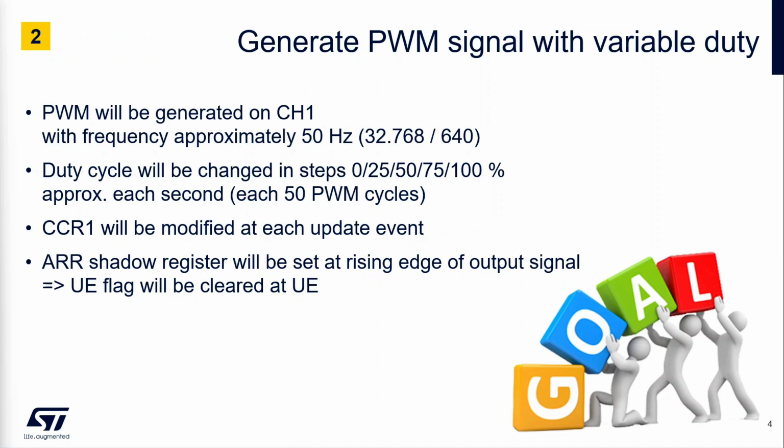First step will be generating the PWM signal. We will use channel 1 with a frequency of approximately 50 Hz. Duty cycle will be changed in 5 steps, approximately each 1 second. The compare capture register will be updated by the update event, and the ARR shadow register will be set at the rising edge of the output signal to clear the update event flag, which is necessary for continuous mode of counter working.